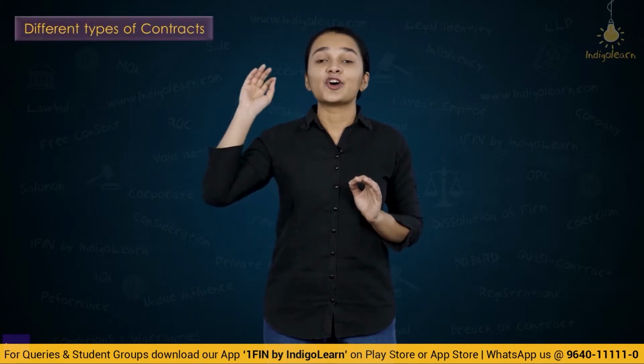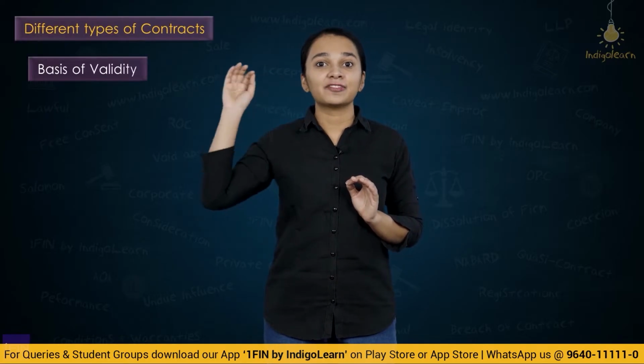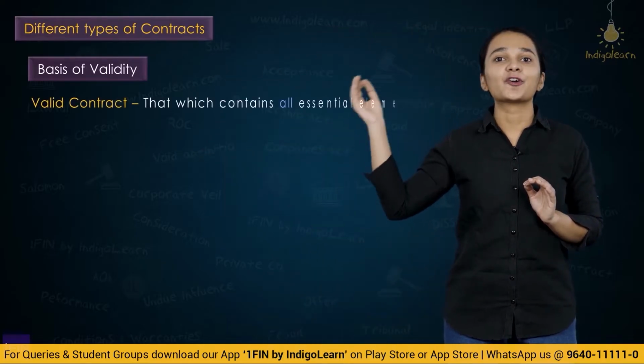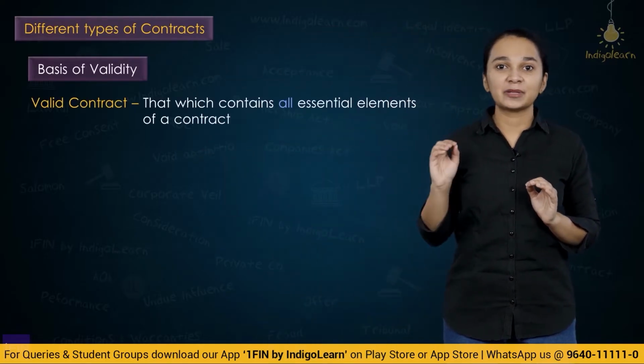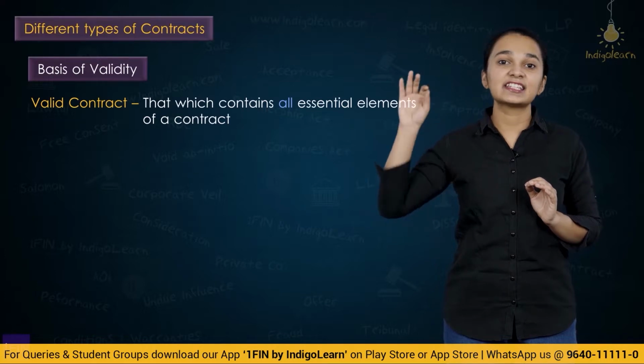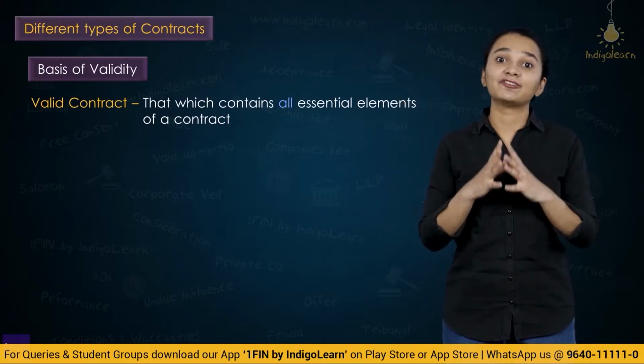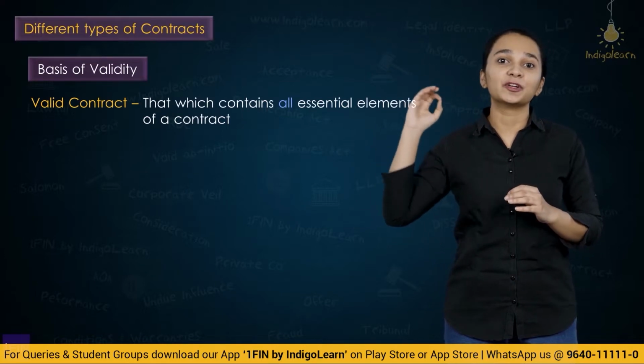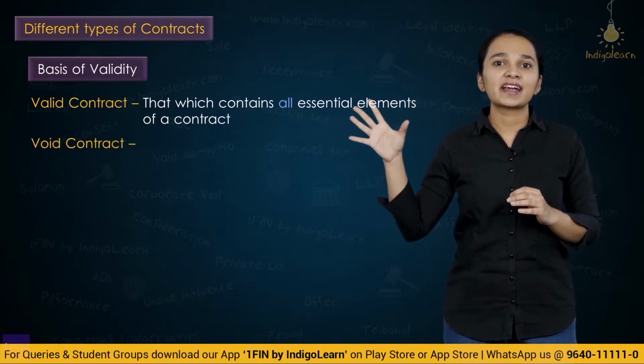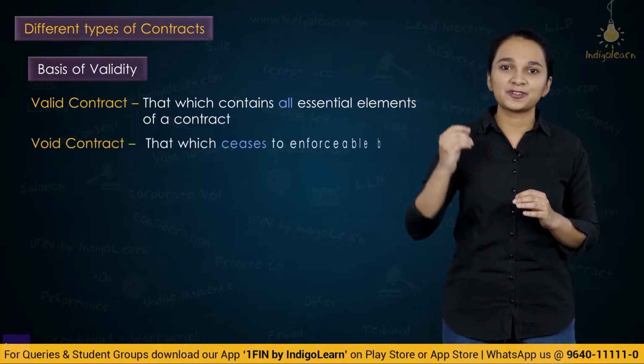After this, we have discussed what are the different types of contract. On the basis of validity, we have understood there is a valid contract. A contract which contains all the essential elements of a valid contract is a valid contract. Then we have understood what is a void contract. A void contract is one which ceases to be enforceable by law.